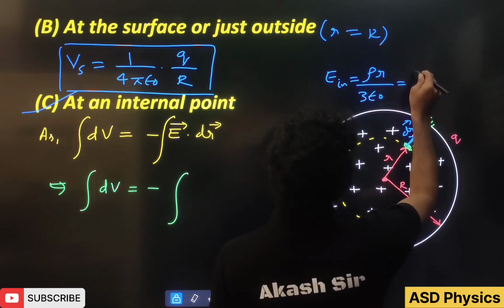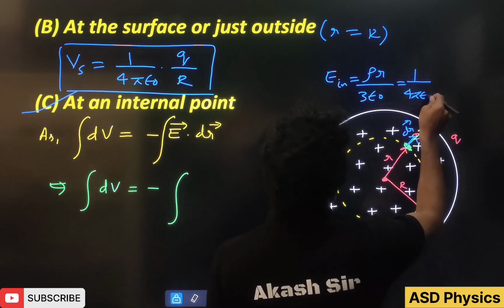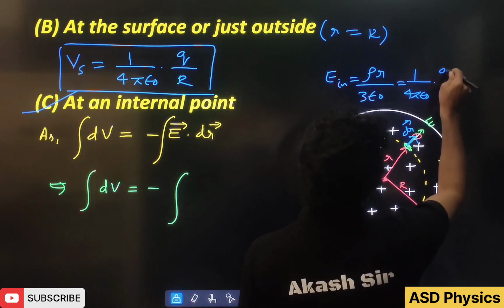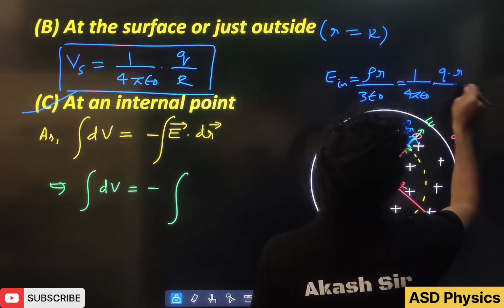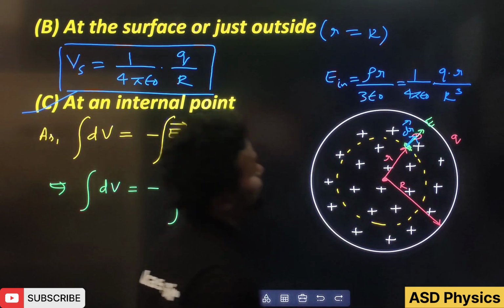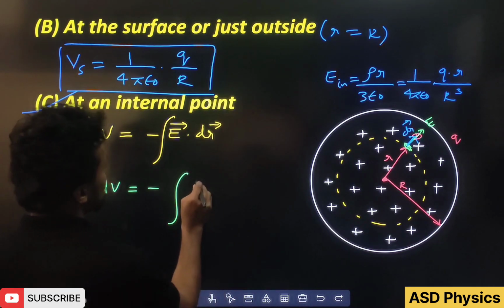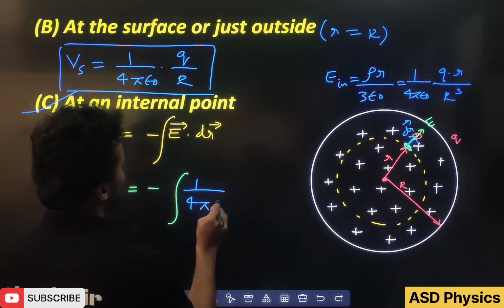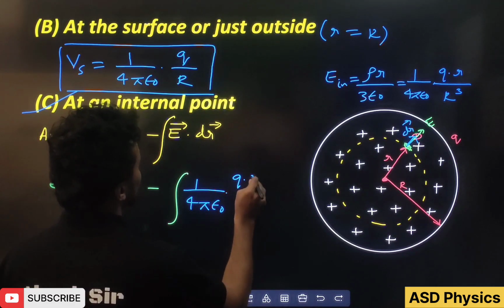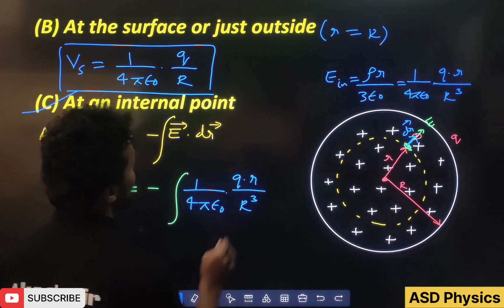Students, what is there? 1 by 4 pi epsilon naught into Q into R by R cube. Okay, this one is there. Correct only. So what I will do here, I will just put the value here: 1 by 4 pi epsilon naught into Q into R by R cube.